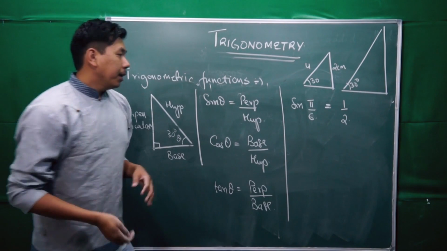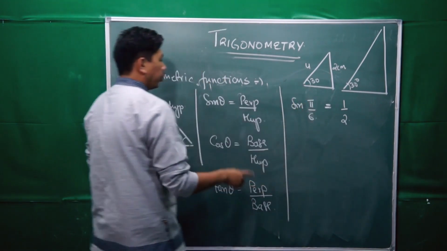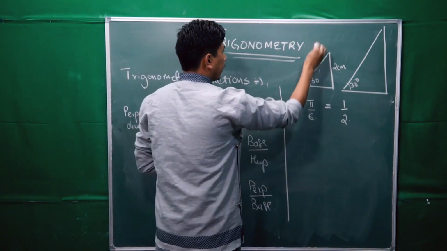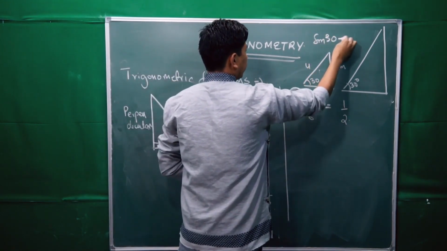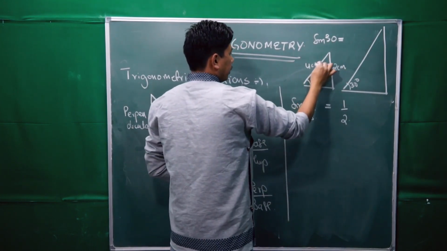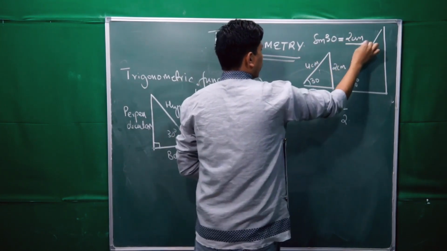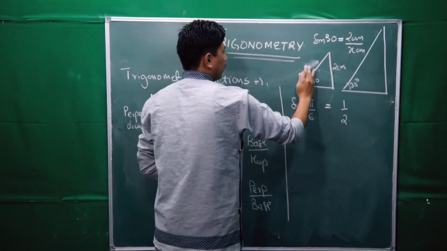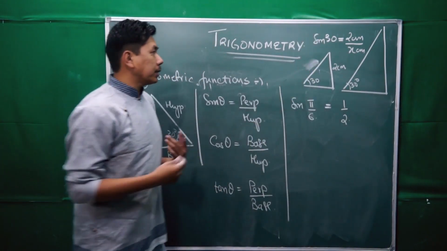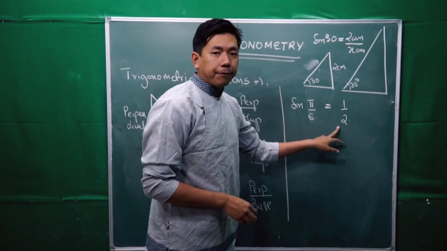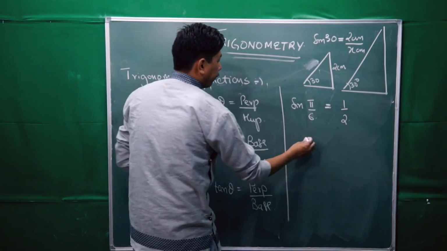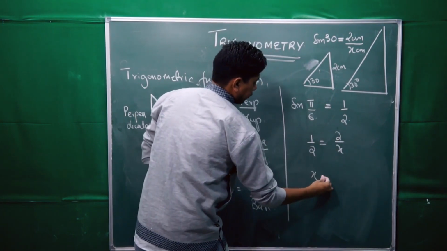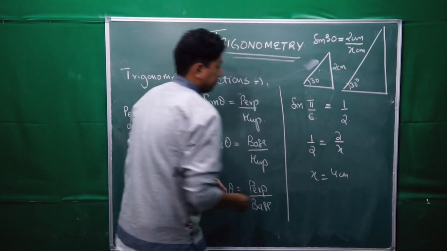Why? Because for sine 30, the ratio of perpendicular upon hypotenuse is always half. So for this triangle, sine 30 would be equal to the perpendicular, which is 2 centimeter, over the hypotenuse. It should be, let's say, x centimeter for the time being because we didn't know the length of the hypotenuse. So sine 30 is half. Everybody knows that. So half equals 2 upon x. Therefore, x should be equal to 4 centimeter.